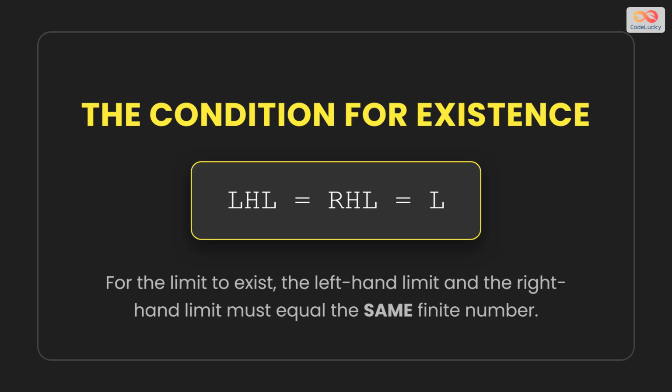Here is the golden rule. For the general limit to exist at x equals a, the left-hand limit and the right-hand limit must essentially agree. They must both approach the exact same finite number. If they meet at the same height, the limit exists.